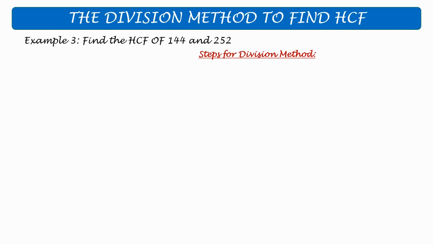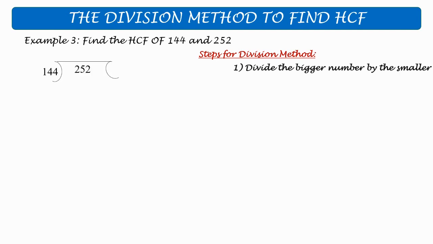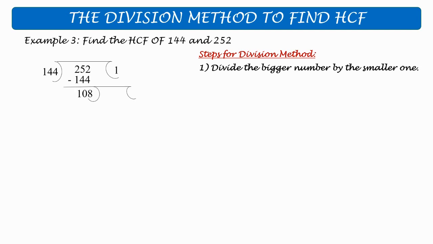And over here, the first step is we will be dividing the bigger number by the smaller one. That means 252 will be the dividend and 144 will be the divisor. Now over here, we know that 144 ones are 144. So 1 as a quotient we will be writing on the right hand side of 252, and 144 we will be subtracting from 252. So the remainder which we get is 108.